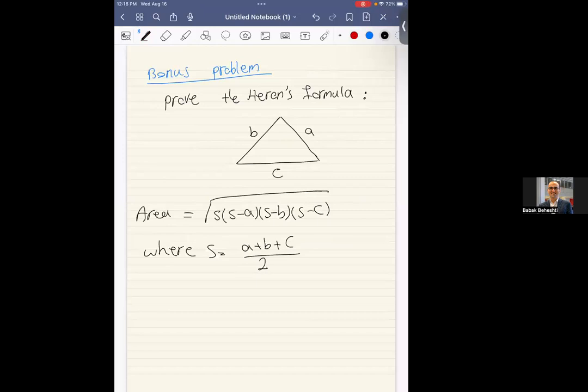Okay, prove this. Is this the bonus on the test or just a general bonus for your assignment? General bonus for your assignment. I can give you some help, but I want you to start doing some. You can find the height, the altitude, in terms of A, B, C.